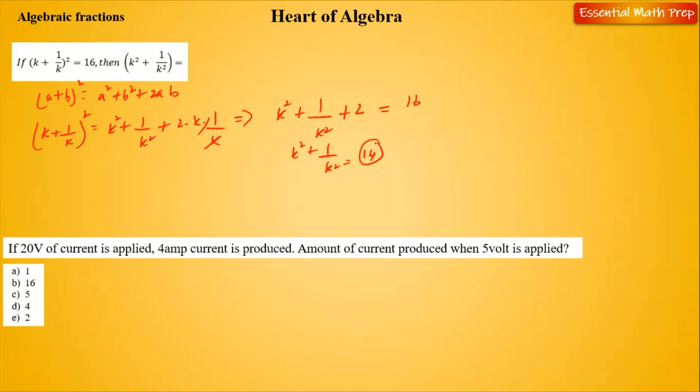Okay. If 20 volt of current is applied, 4 amp of current is produced. How much current will be produced when 5 volt is applied? We know for sure that it has to be less than 4. So it can be B, it cannot be C, it cannot be D, because our voltage is reduced. So if 20 volt can produce 4 amp of current, then 5 volt would produce 5 volt times 4 amp over 20 volt. So that'll be 1 amp of current. So the correct answer is A.